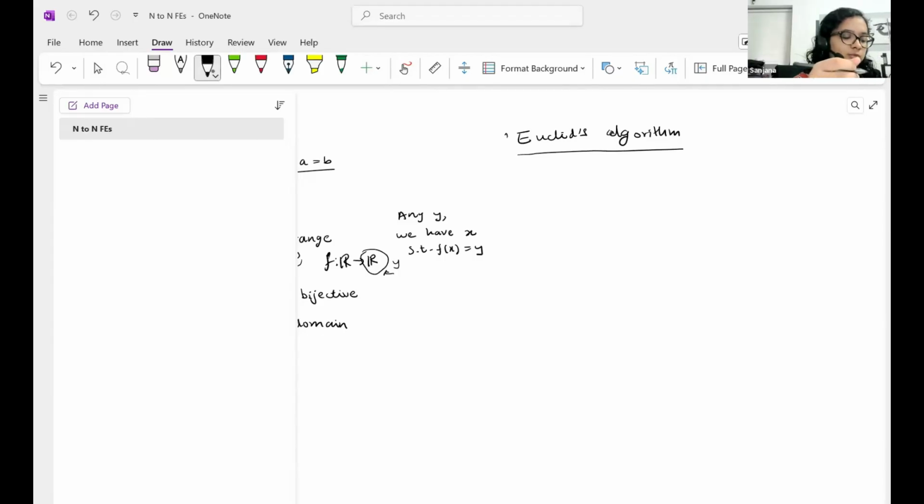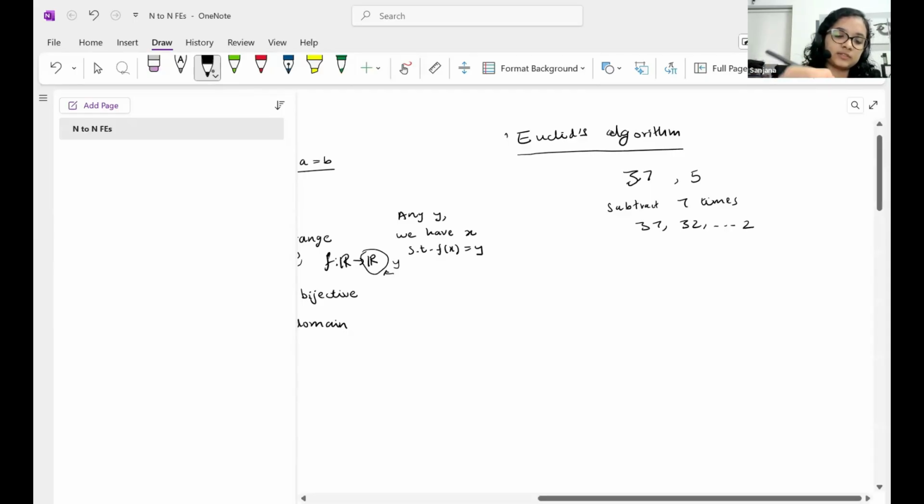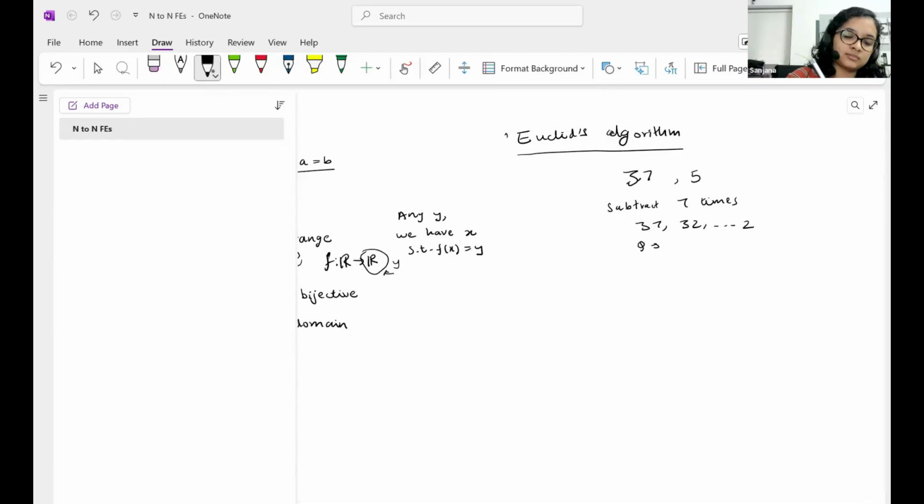So this is just a process by which you look at divisibility of numbers. So for example, if I want to find the remainder when, say, 37 is divided by 5, what I do is I repeatedly subtract 5 from 37. So we can subtract it 7 times. So we get 37, then 32, and so on till 2. And since I've subtracted 7 times, the quotient is 7 and the remainder is 2. This is what you do in school, right?